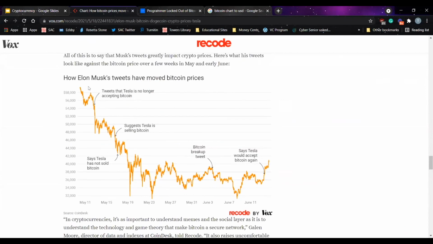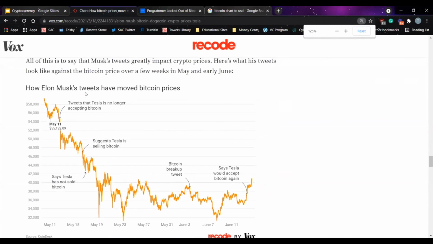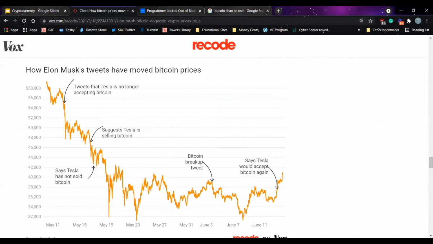So this is just a chart on how Elon Musk's tweets have moved the prices of Bitcoin. As I said earlier, Tesla had stopped accepting Bitcoin, and with that, it began to fall and fall quite a bit. And you don't really see this with other traditional stocks or real estate investments where single tweets can drop the value of their shares or the investments.